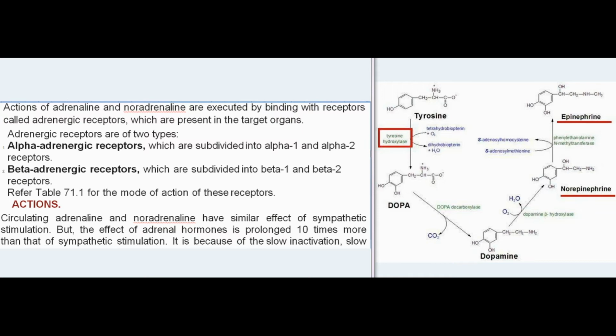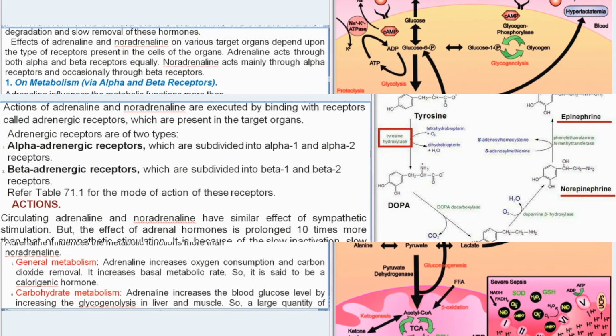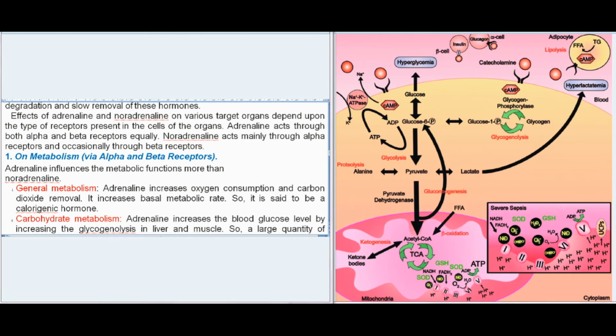Actions. Circulating adrenaline and noradrenaline have similar effect of sympathetic stimulation. But the effect of adrenal hormones is prolonged 10 times more than that of sympathetic stimulation. It is because of the slow inactivation, slow degradation, and slow removal of these hormones. Effects of adrenaline and noradrenaline on various target organs depend upon the type of receptors present in the cells of the organs. Adrenaline acts through both alpha and beta receptors equally. Noradrenaline acts mainly through alpha receptors and occasionally through beta receptors.